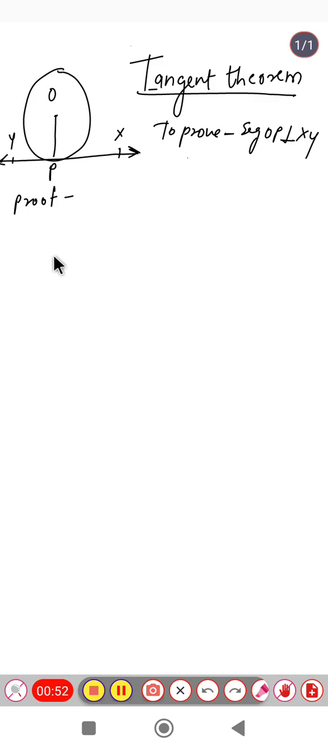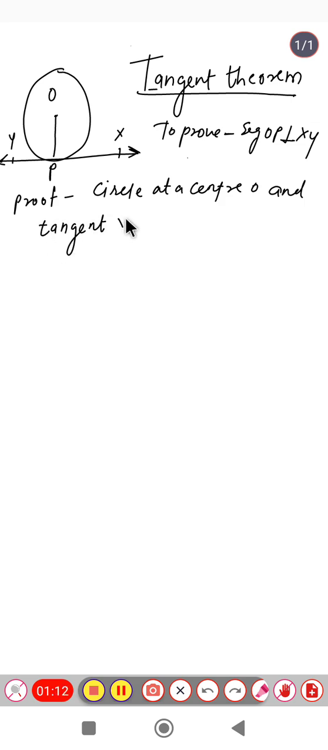In the proof section, you can see that we have a circle with center O, and tangent XY to the circle at a point P. You can see that this line segment touches the circle at point P. So we have to prove that this segment OP is perpendicular to segment XY, and only then can we say that this tangent is perpendicular to the radius OP.